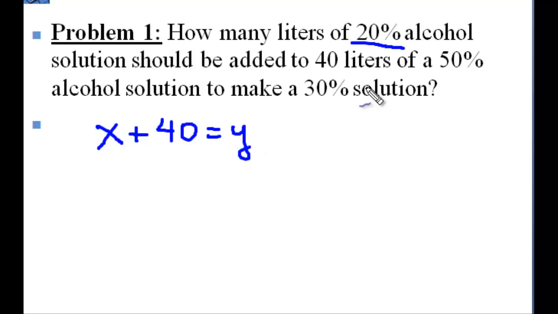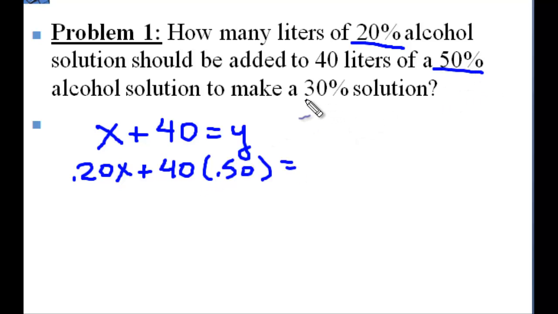The second equation is going to be using the percents. We don't know how much of the 20% alcohol solution, so we're going to call that x. 20% of x plus 40. Now the 40 liters is a 50% solution, and we want to ultimately make a 30% solution, which is our y. And those are the two equations. So look for two equations that you can set up. One will be the amount, and one will be more of a descriptor.